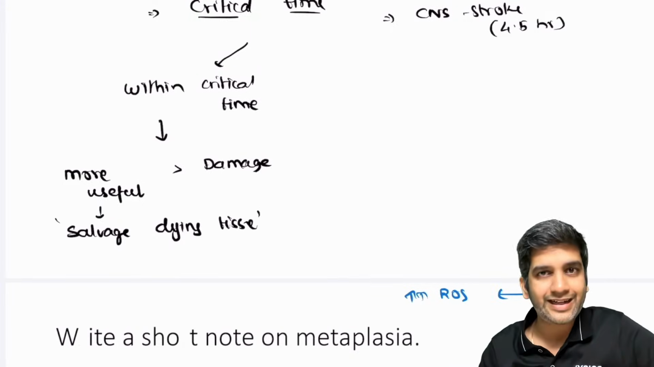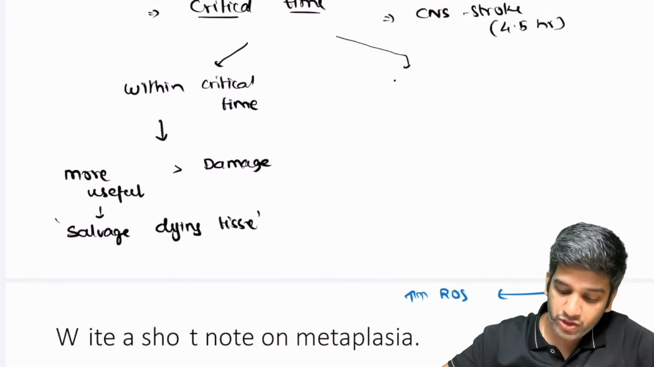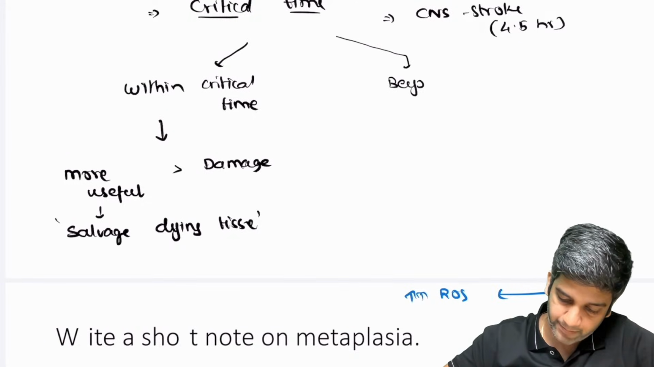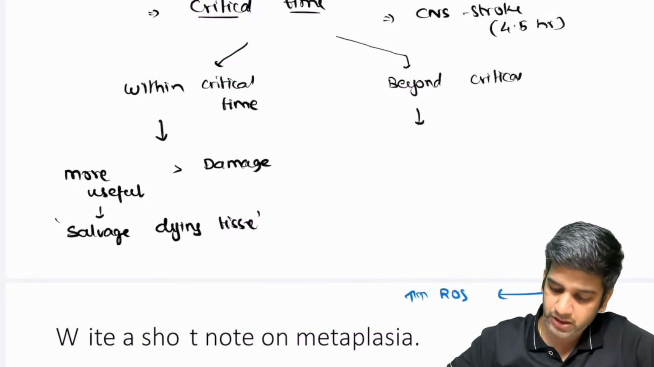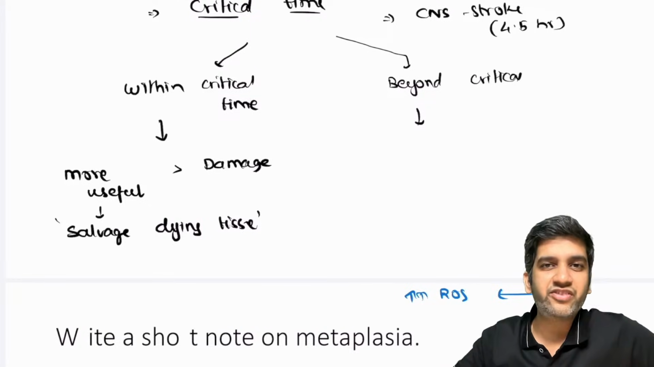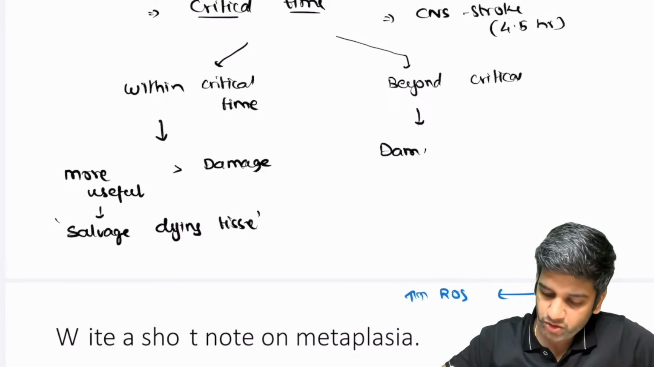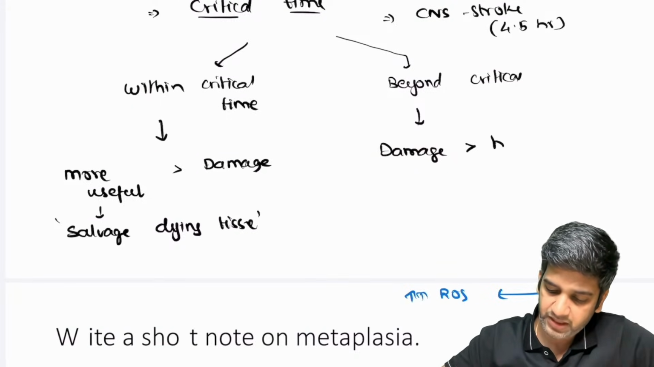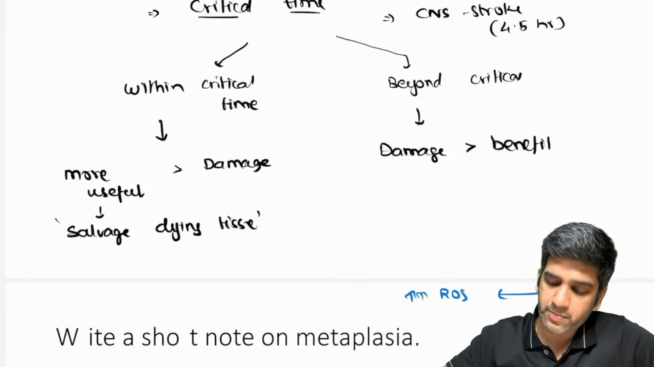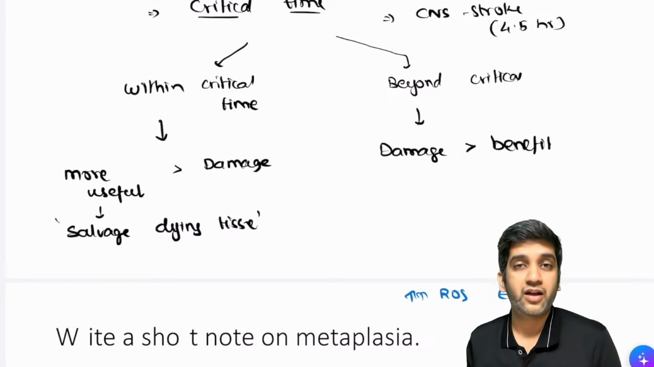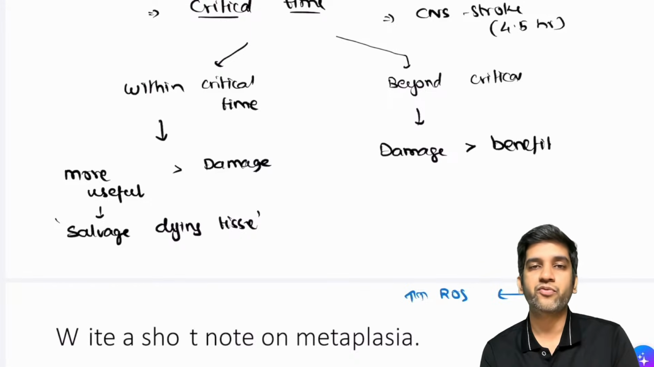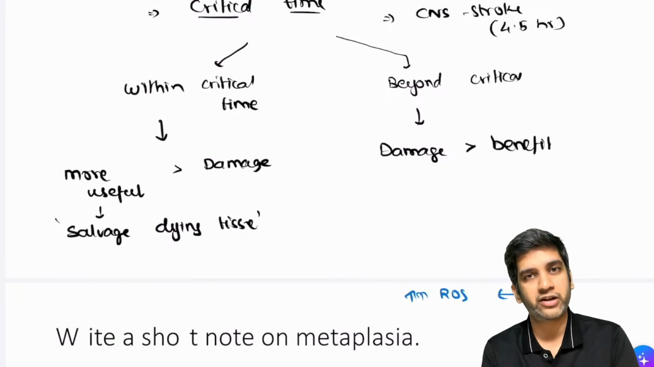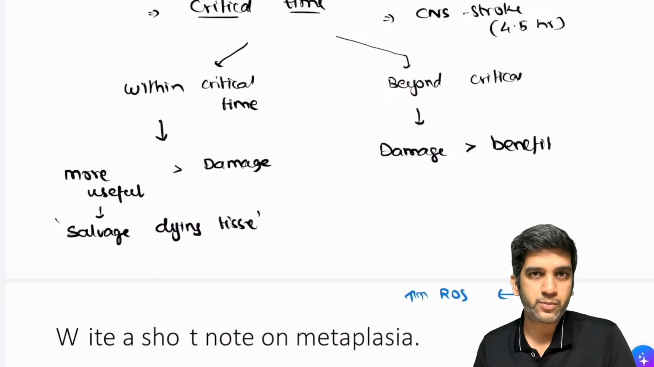That's why the critical time is important. The moment you reperfuse beyond the critical time, my risk is more than the benefit I get. Here, damage is more than the benefit. That's why we say, please don't go and reperfuse even if the person has reached the best hospital in the world. I'm not going to reperfuse a stroke beyond 4.5 hours. If I do that, I'm going to kill the patient faster than it will automatically die, right? That's what reperfusion injury is about.